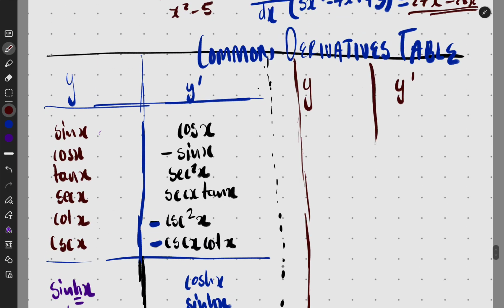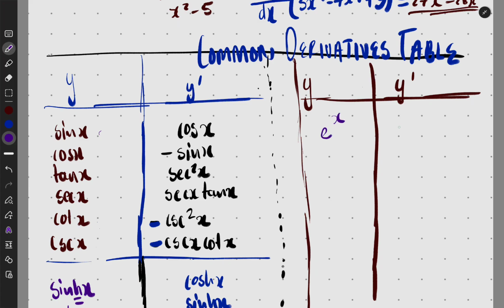Okay, so now let's put it. We are almost done. Sorry for that. Let's put it. We have y and we have y prime. I'm proud of you. You've worked so hard. So let's put it. Now what are we putting? Now we are doing the exponential functions. We start with e to the x. What is the derivative of e to the x? It's just e to the x.